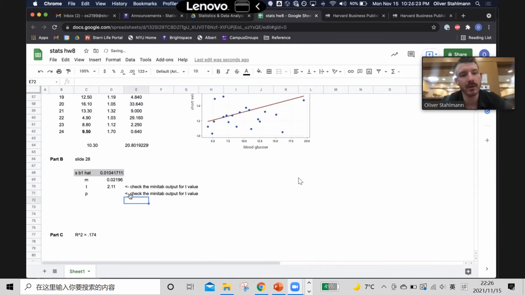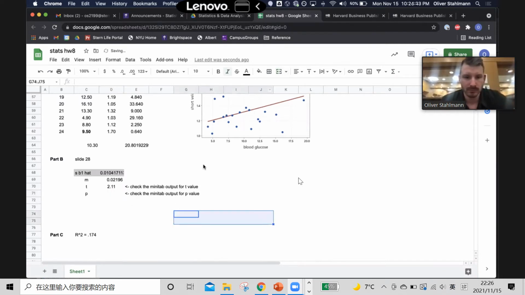Wait, so what table am I going to for the t? I'm going just to the t table. Yeah, we're doing a t-test. Remember, whenever our denominator is a standard error, we go to the t table.